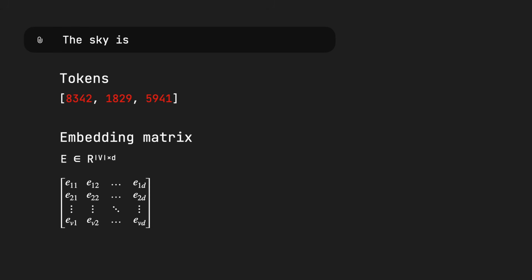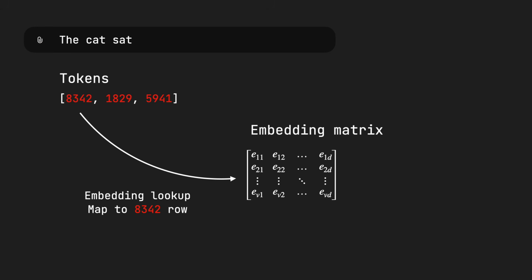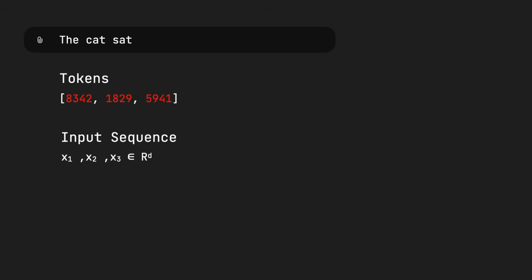And what this does underneath the hood is that there is an embedding matrix that was created when it was trained. And what it does is that it does an embedding lookup and maps each token to a vector in this vector space. So each of them gets mapped to a vector. And when you look at it collectively, it creates an input sequence where each variable in this input sequence is a vector in the vector space.